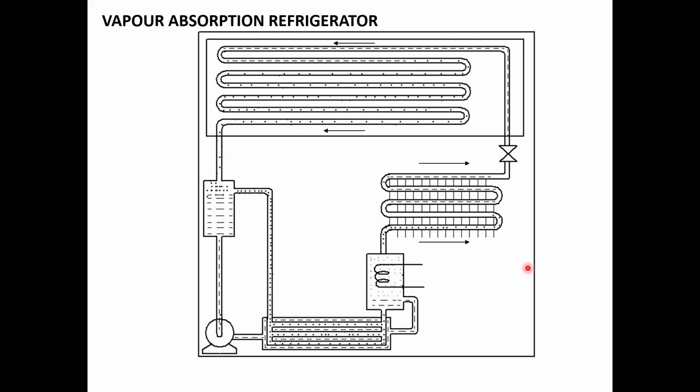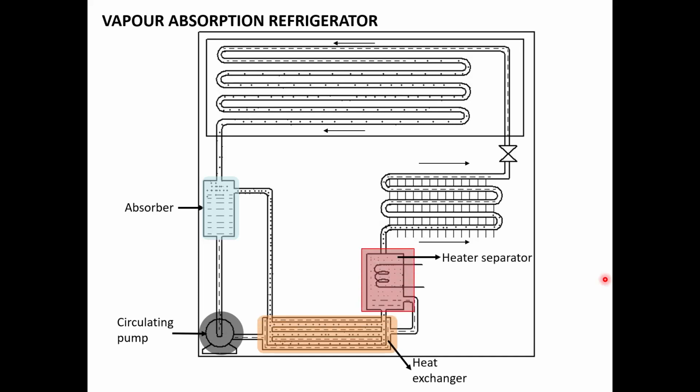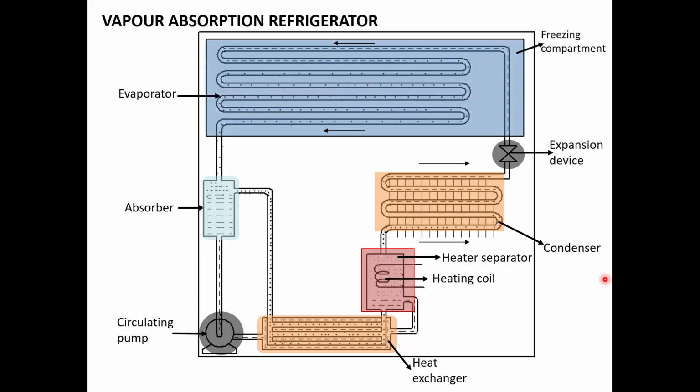First we will see the components. It mainly consists of absorber, circulating pump, heat exchanger, heater separator, coil, condenser, expansion device, evaporator, freezing compartment. Now, ammonia is used as a refrigerant in vapor absorption refrigerator. From the evaporator, the ammonia at a low pressure in vapor form will enter the absorber.